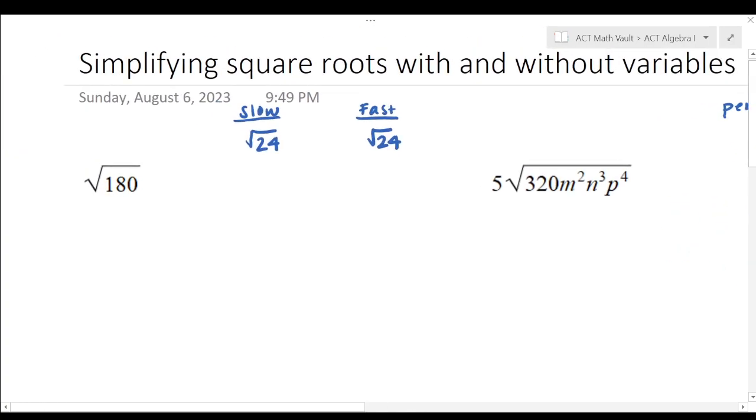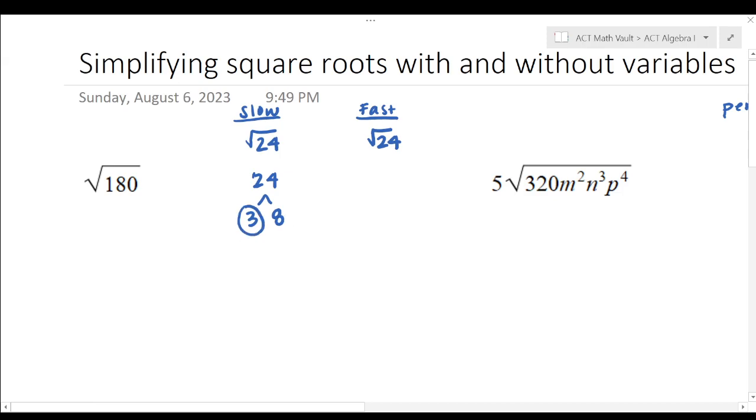Okay, slow way. If you remember what a factor tree is, you could do a factor tree, and that would help you figure out the components that would go into simplifying. So 24 is 1 and 24, 2 and 12, 3 and 8, 4 and 6, and so on. So we have 24, let's just say 3 and 8, just taking it random.